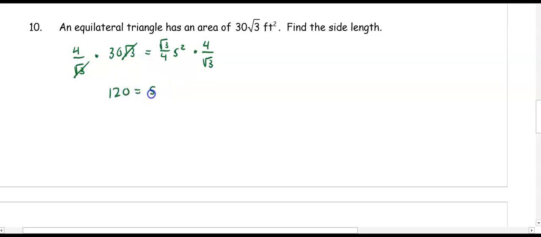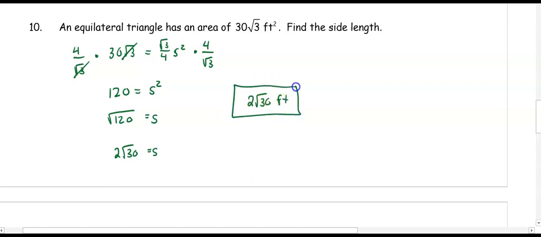So we have 120 equals s squared. So to get s, we would need to take the square root of 120 and simplify. So that simplifies then to 2√30. So our side length is going to be 2√30 feet.